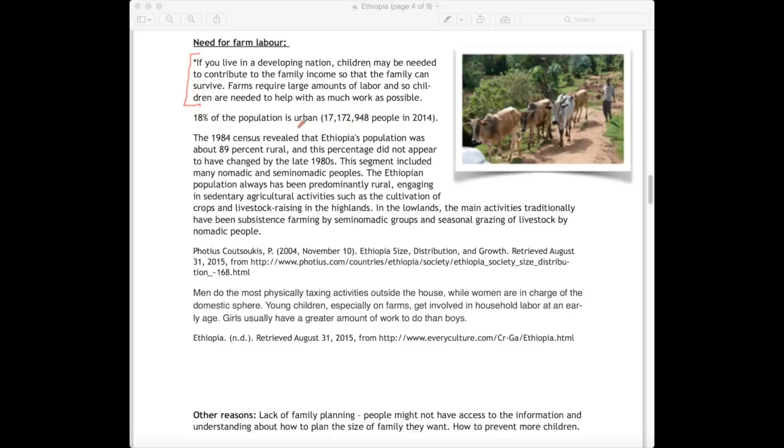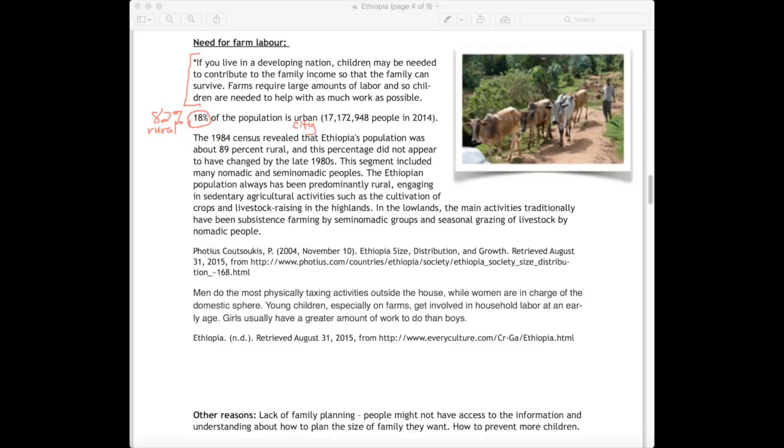In 2014, 18% of Ethiopia's population is urban, meaning they live in cities. Urban, remember, is to live in a city. So if you're good at math, think about what does that mean? How many people are living out in rural areas away from the city? That should be about, if my math is right, 82%, right, of the country is living in rural regions.